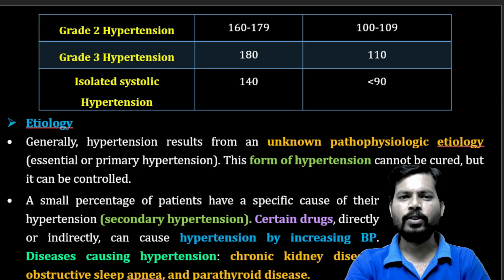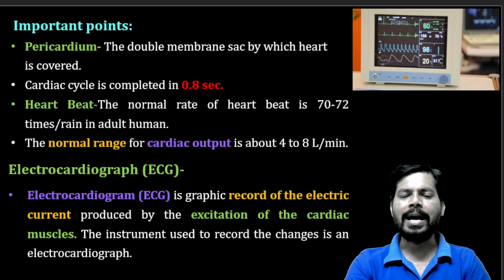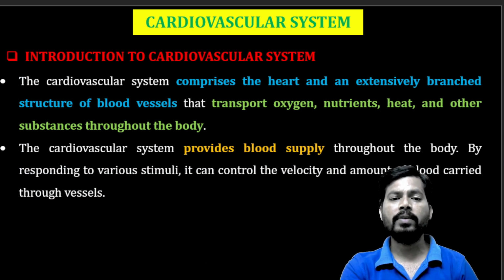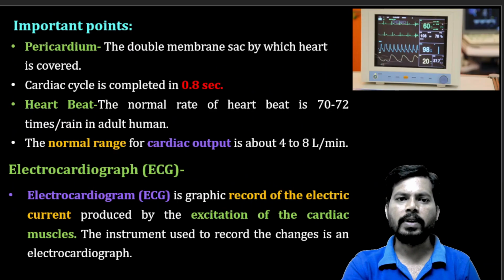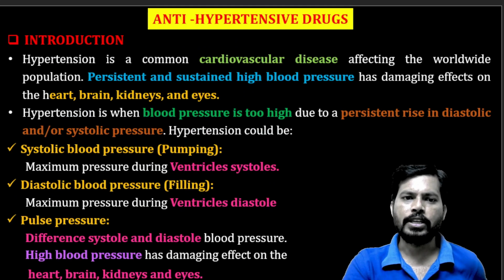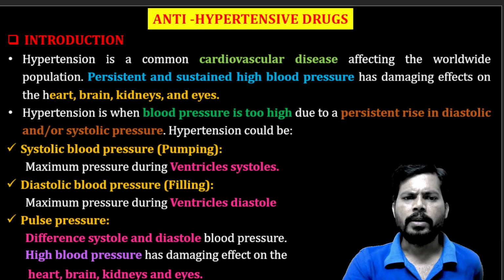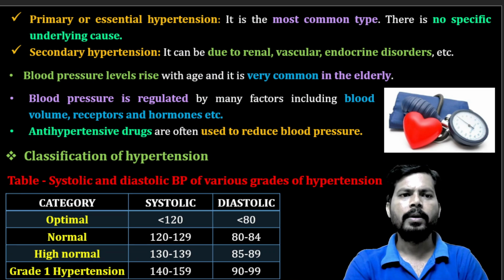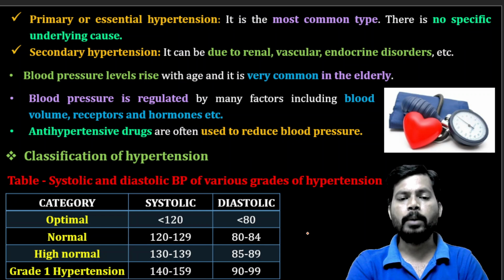So in this session we will discuss the classification of antihypertensive drugs, mainly for the treatment of hypertension. Okay, so just see the table here. At which condition do we know it is hypertension, severe hypertension, like that.